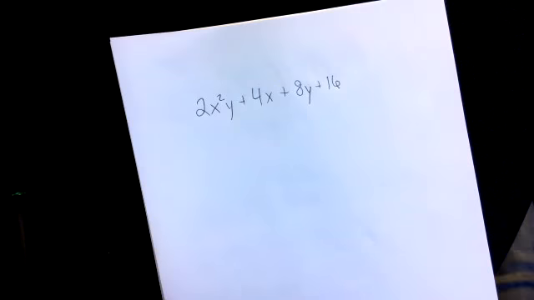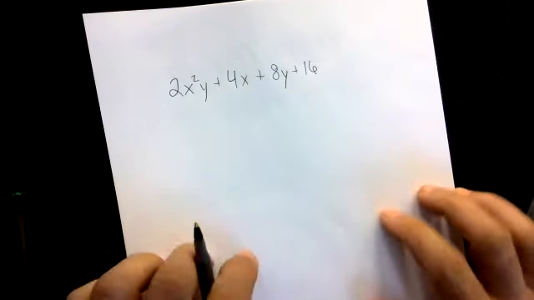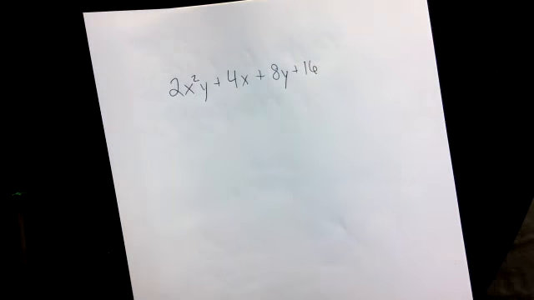Try to make this up in my head as I go. It's not a great strategy as a math teacher, but we'll see. This should still work, okay? So we should be able to factor this by grouping. If it doesn't work, I'll make up a better problem. But anyway, so 2x squared y plus 4x plus 8y plus 16.